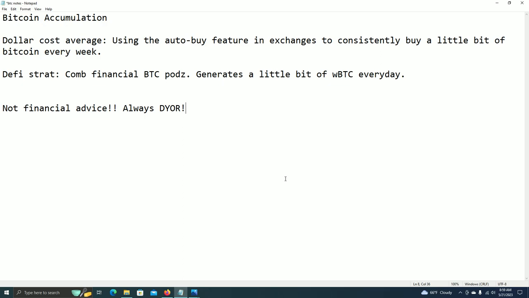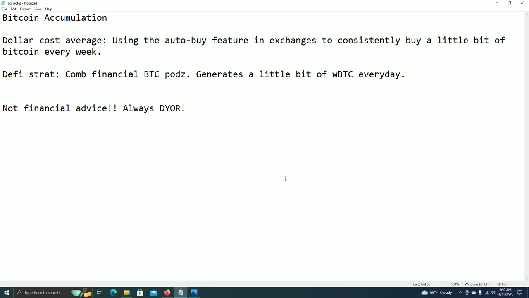Now, let's assume this is the case. Then my logic tells me that probably now would be a good time to accumulate Bitcoin, at least for me. So what do I do? I've been doing this for the past couple months now.